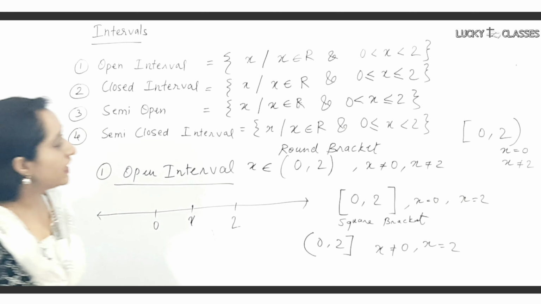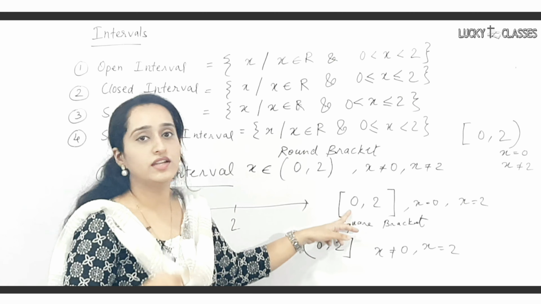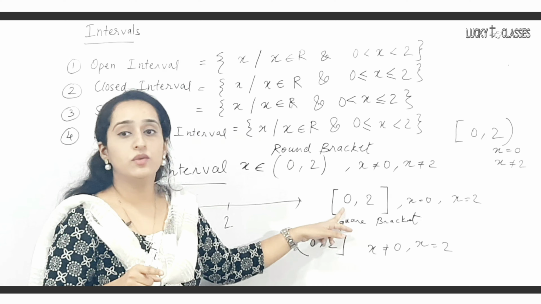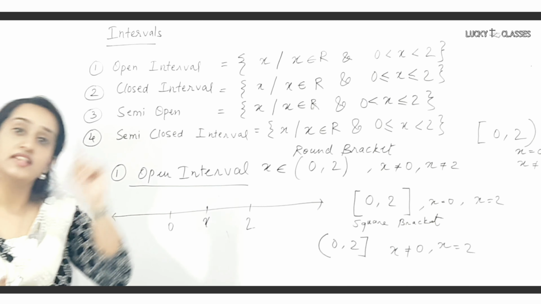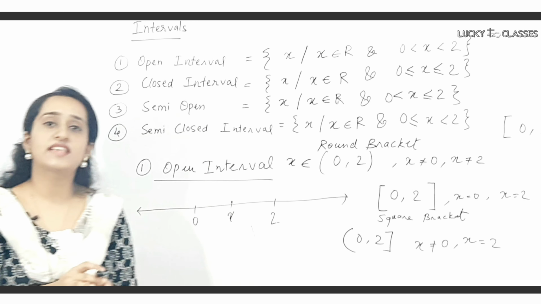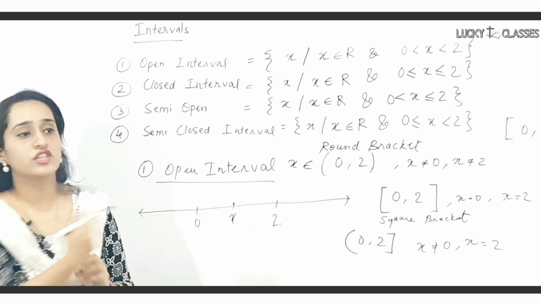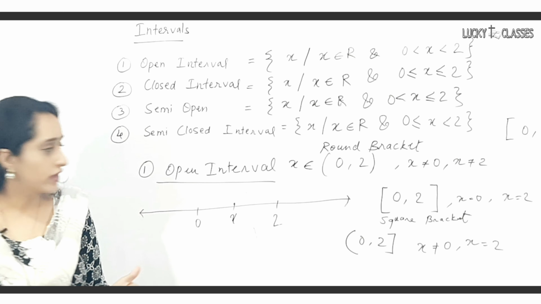Okay. If I say x belongs to closed interval 0, 2, it will mean what? X can be equal to 0, x can be equal to 2, and x can be between 0 and 2, it can take up any value. Okay.